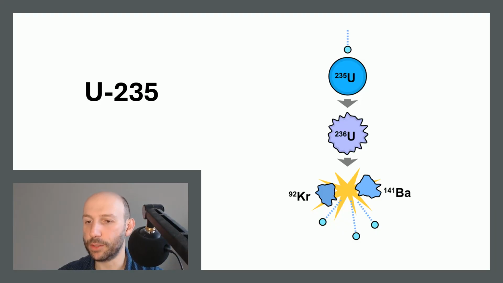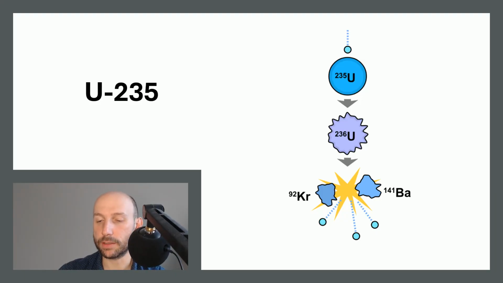But then that uranium-236 breaks up into krypton-92 and barium-141. Now, if you add 92 and 141, you are 3 short of 236, right? You only get 233. So where did those 3 subatomic particles go? Well, these are the 3 neutrons that you see flying away at the bottom of the screen, right? So we started with 1 neutron hitting a uranium atom, and we ended up with the uranium atom split and 3 other neutrons flying away.